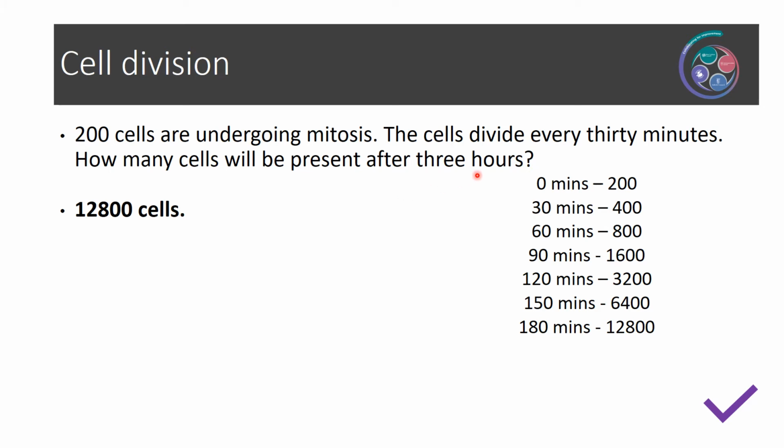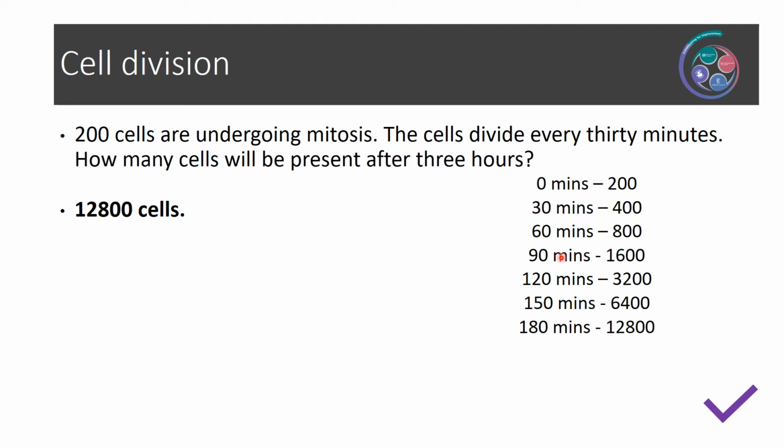Now we know that 30 minutes is half an hour. So 2 halves make a whole. So 3 times 2, because there's 2 halves in 1 hour, gives us 6. So we're going to have 6 times that it's going to divide. So we go from 400 at 30 minutes to 800 at 60 minutes because it's doubled.